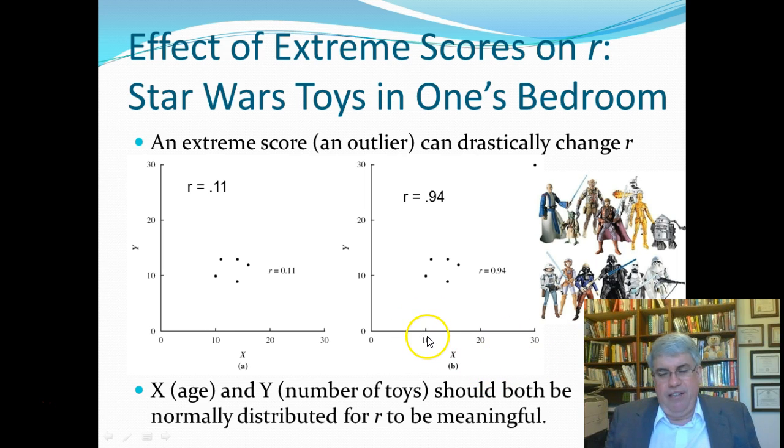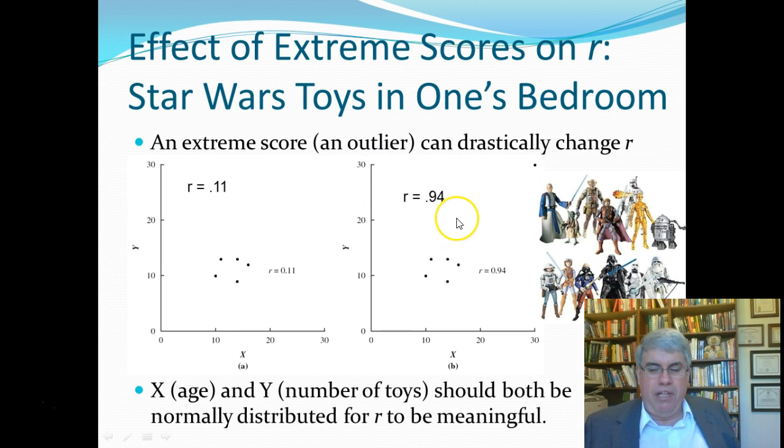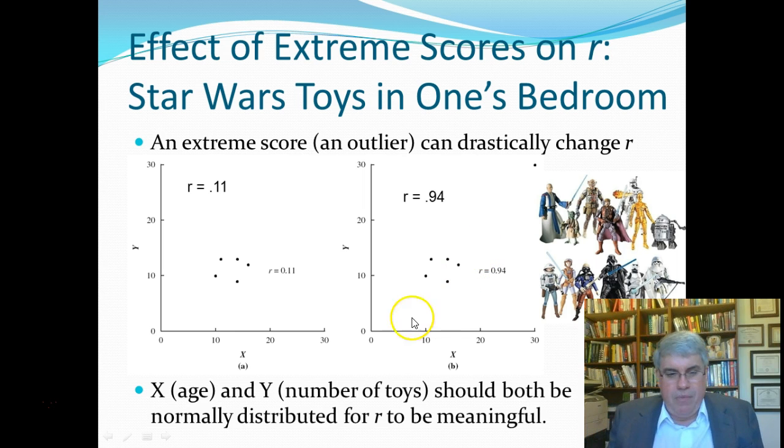And so we're studying teens and preteens, but we throw in this 30-year-old guy that has a bedroom full of Star Wars toys, and the formula that we're using to calculate R goes haywire and says that there's a really strong relationship. So basically the kind of test is that both X, like the age, and Y, the number of toys, should be normally distributed for R to be meaningful. One of the ways that we could do that is to calculate the Z for each score and see if we have any extreme scores. This one might be a Z of -4 or so, and that's too low. That's a sign that it's an outlier and doesn't belong in the study and should be thrown away.